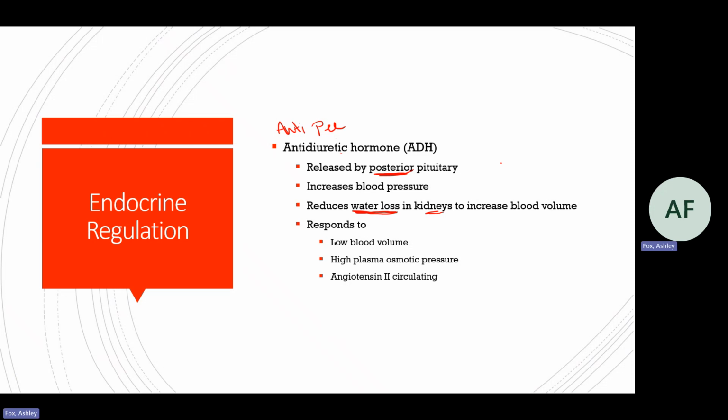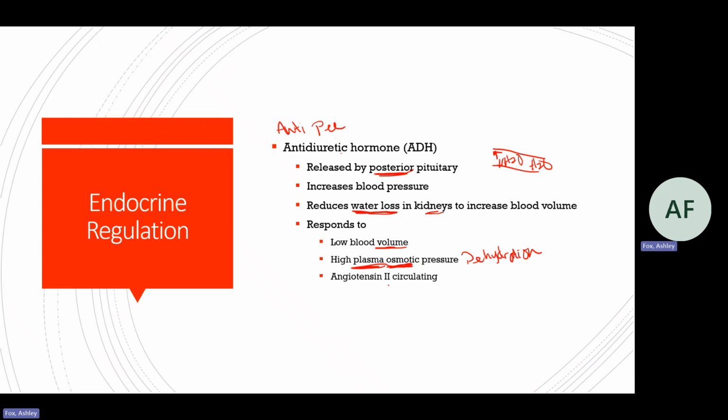If you are not urinating as much, you are keeping your water. Keeping water keeps blood pressure high, because remember, a lot of blood is water. So if you keep water, you keep pressure on the vessel walls, and so you keep blood pressure high. This responds to low blood volume. So if you're bleeding, you're going to release this. A major trigger is high plasma osmotic pressure, meaning dehydration. If you haven't drunk enough, you have low blood volume and a higher osmotic pressure.